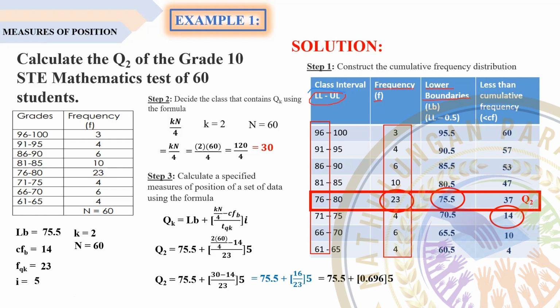0.696. Next to that is i-multiply naman natin yung 0.696 times 5, which is 3.48 plus 75.5. Therefore, ang ating value ng quartile 2 is equal to 78.98. Ibig sabihin yan, 50% of the grade 10 STE students mathematics test is less than or equal to 78.98.